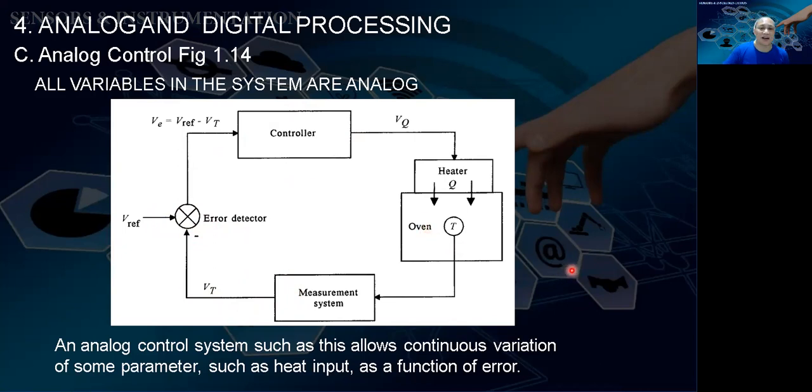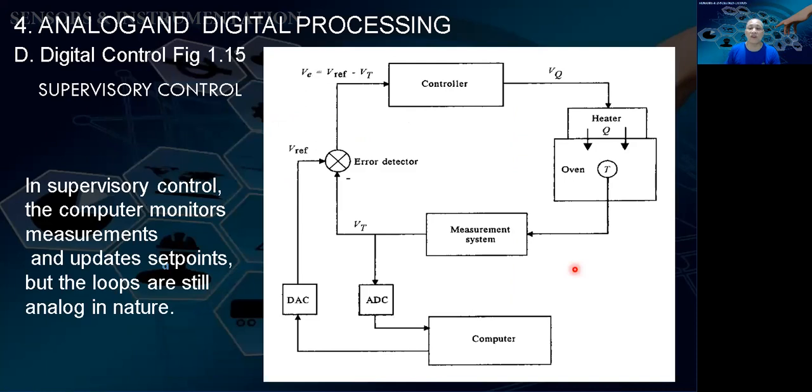All the variables are in analog form. This allows continuous variation of some parameters. But we can also combine this with supervisory control. Now I'm introducing another name, supervisory control. So there is this control, which is all analog in this case, and then I am putting in some computers.